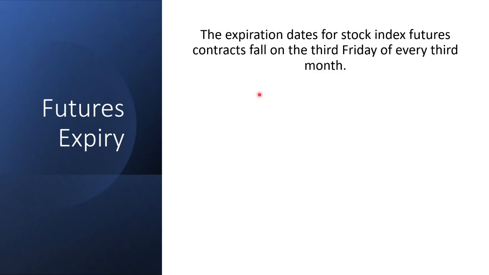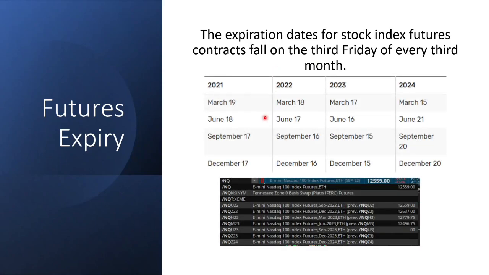So futures expiration, they expire on the third Friday of every third month. And these are the months for the next few years. So in 2022, we're currently trading the September 16th futures. And next month, once this September passes, you'll be trading December 16th. So here, I'm currently trading the September contract for NASDAQ, which is U22. And once this passes, I'll be trading the next one, which is December. And they all have different values.